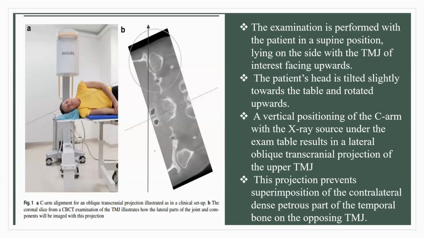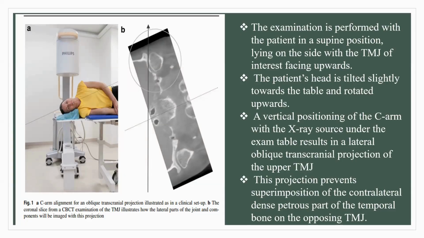So, how are we going to position the patient? Now we'll see the technique. The examination is performed with the patient in a supine position, lying on the side with the TMJ of interest facing upwards. You can see how the patient is lying down. The patient's head is tilted slightly towards the table and rotated upwards.